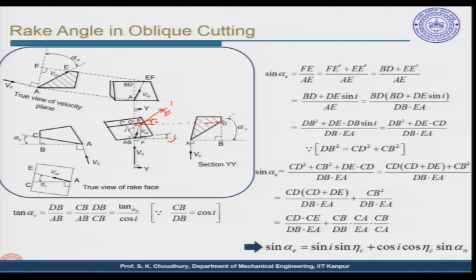So, therefore, from this small triangle you will find out that EE prime is equal to DE sine I, and this is E prime. And this can then be taken as BD plus DE sine I. After that it is easy, you can compare with this diagram, and finally what we get is sine of alpha e will be equal to sine I sine nu c plus cos I cos nu c sine of alpha n, the normal rake.